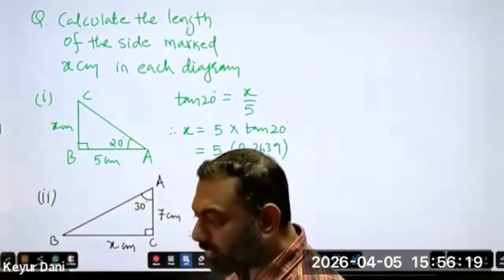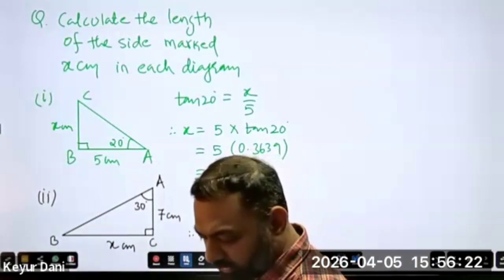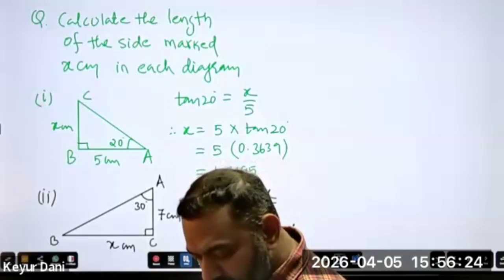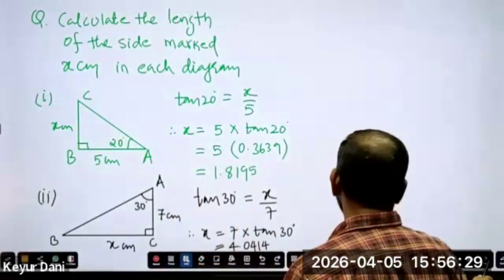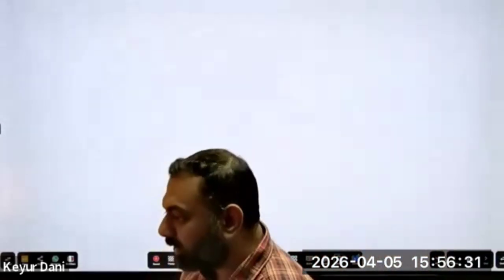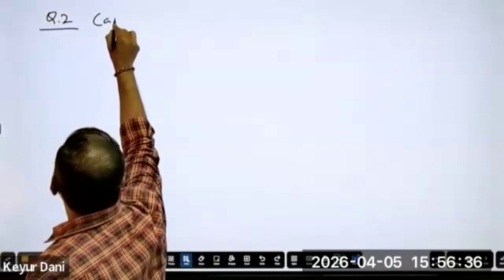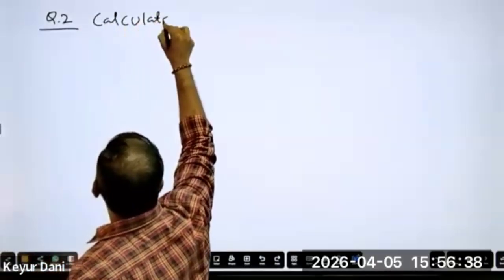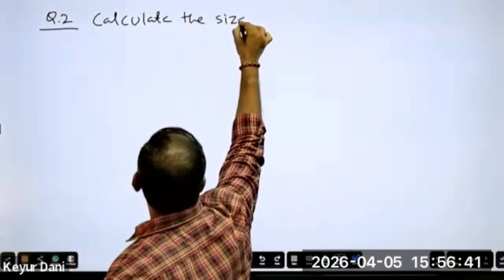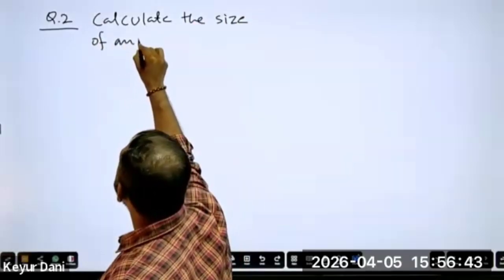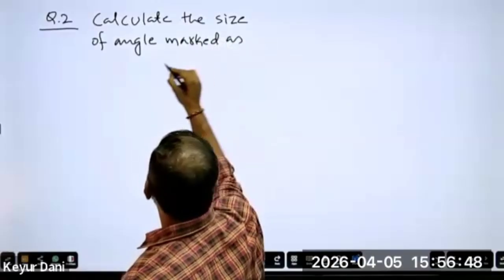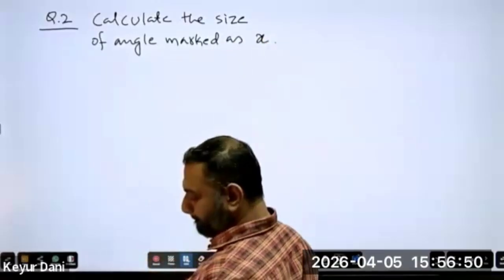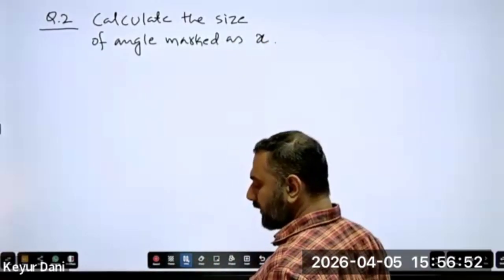I'll just write the question. I think I have done one that kind of a sum, but I want you to do it. So write down. Calculate the size of angle marked as x degree.